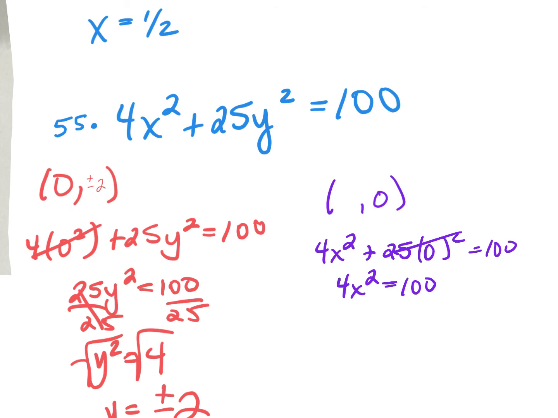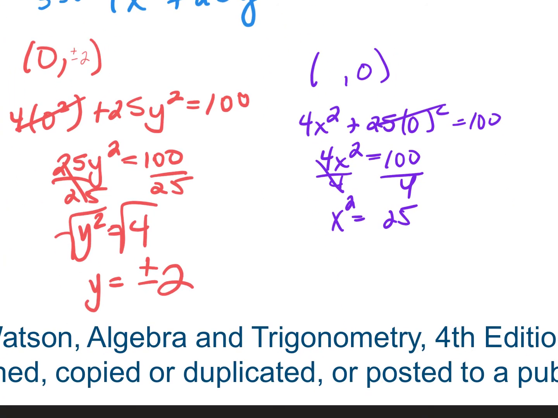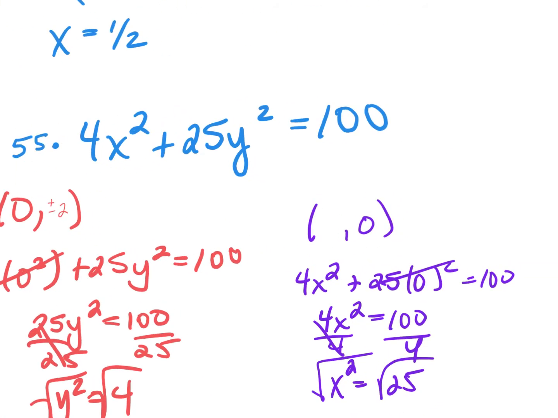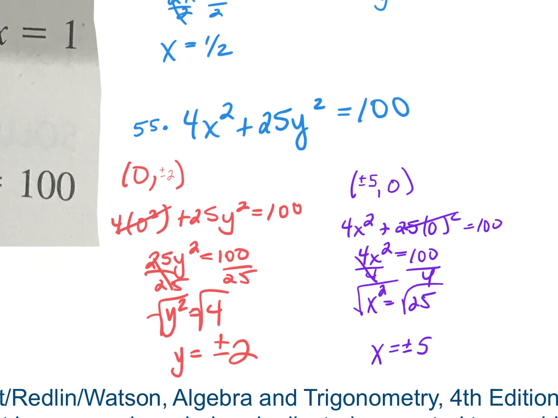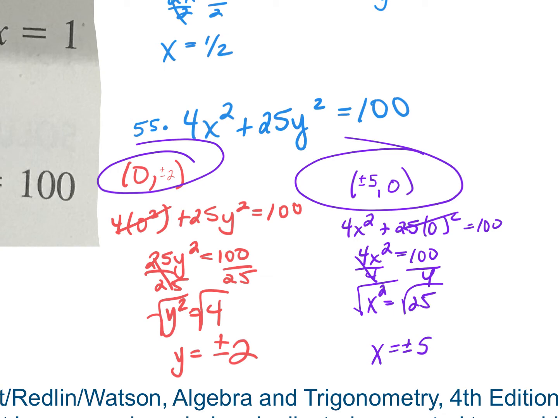Now what? Perfect. Divide by 4. So x squared equals 25. What does just plain old x equal? Good job. Plus or minus 5. So how many intercepts do I have here? 4. Total, how many do I have? 4. How did you know at the beginning of this problem that you were going to have 4 intercepts?